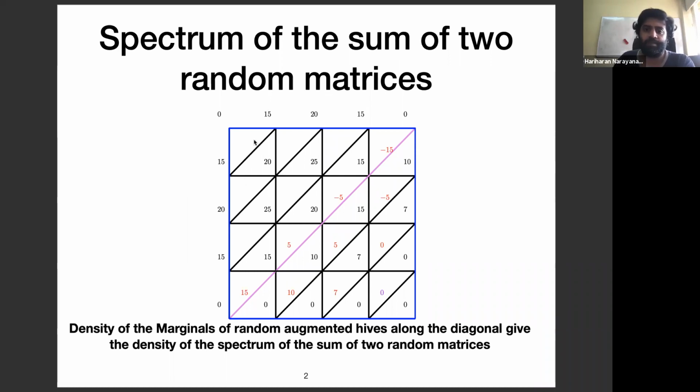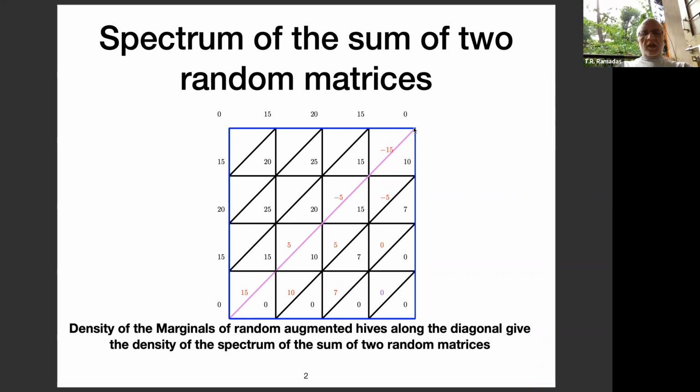So this is the boundary conditions of some array. The vertical left column represents the spectrum of X. The horizontal top column represents the spectrum of Y. And now what is above this pink diagonal?